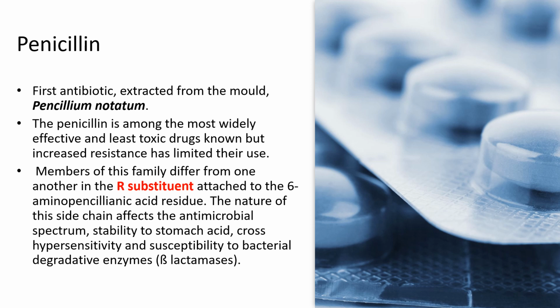There are various members of the penicillin family that differ from each other by an R substituent attached to the 6-aminopenicillanic acid residue. The various properties of the penicillin drug depend on this R substituent: whether this type of penicillin is stable to stomach acid or not, whether it causes cross hypersensitivity or not, and whether it is susceptible to bacterial degrading enzymes called beta-lactamases or not. All these properties depend upon the R substituent attached to the nucleus, the 6-aminopenicillanic acid residue.